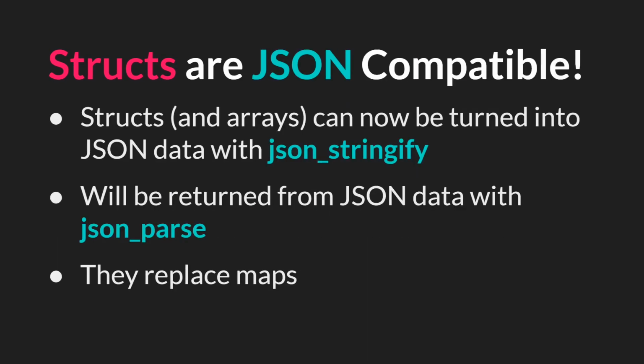Structs are also JSON compatible, just like arrays. Structs and arrays can be turned into JSON data with json_stringify and will be returned from JSON data with json_parse, where structs take the place of maps and arrays take the place of lists. I'm not going to cover this particular new feature in this tutorial, but I will have an update for the JSON tutorial series that goes over all of this new stuff with structs and arrays.